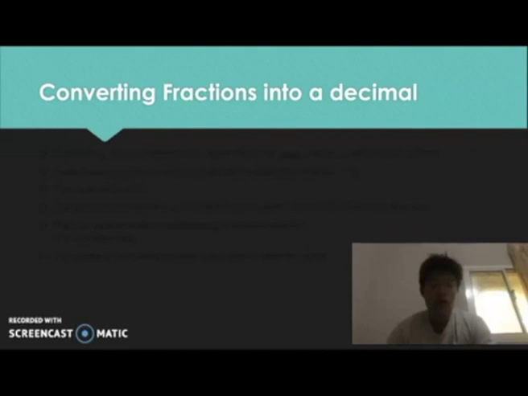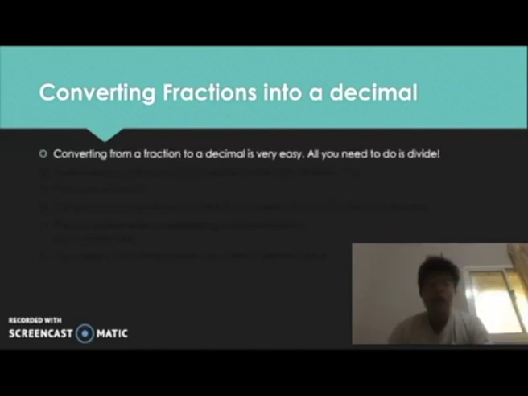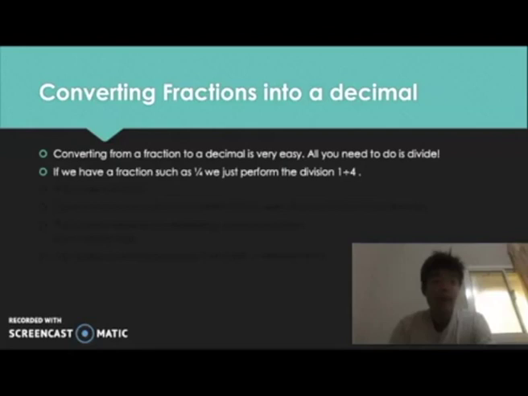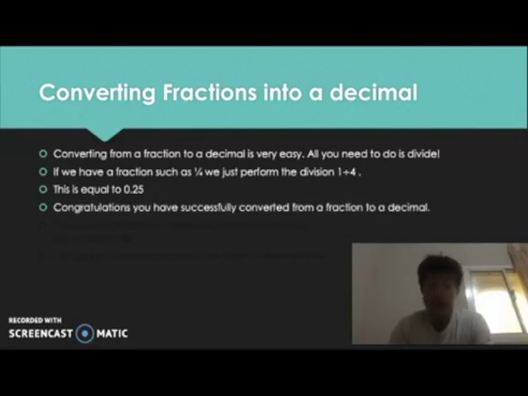So first, we will begin by learning how to convert fractions into a decimal. Converting a fraction into a decimal is very easy. All you need to do is divide. For example, if we have a fraction such as 1 over 4 or a quarter, we just perform the division 1 divided by 4. Now we all know that 1 divided by 4 is equal to 0.25. Congratulations, you have successfully converted from a fraction to a decimal.